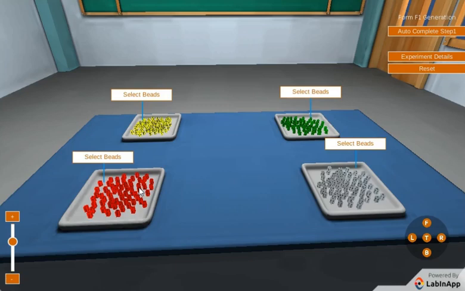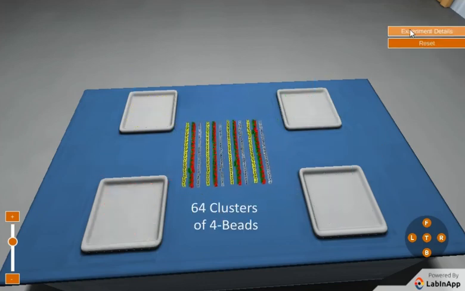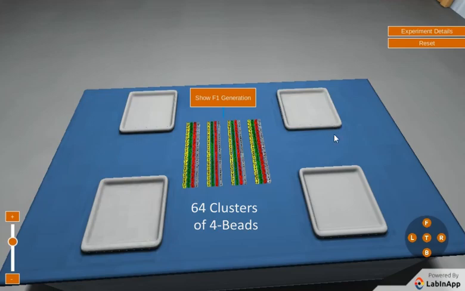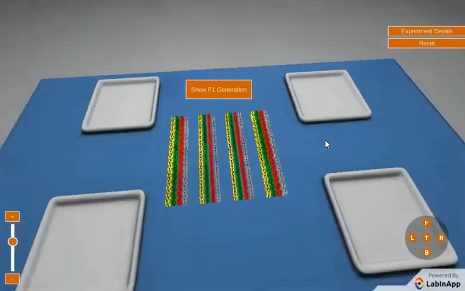Pick up 1 yellow, 1 green, 1 red and 1 white bead and put them together on the table. Continue picking up and putting together the beads of all colors as mentioned in the previous step, till all the beads are utilized. Note that in all, 64 such 4-bead clusters are obtained, representing the F1 individuals.